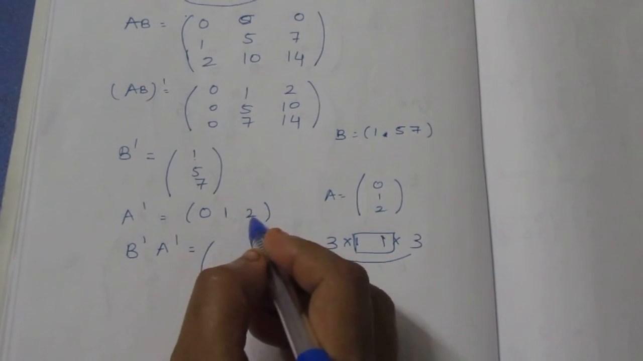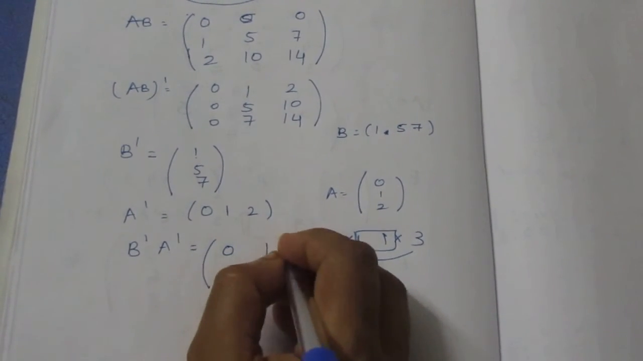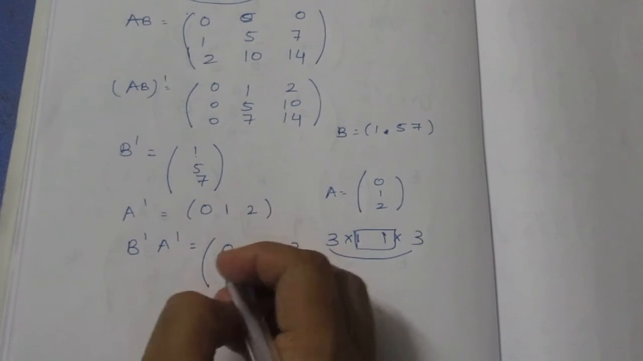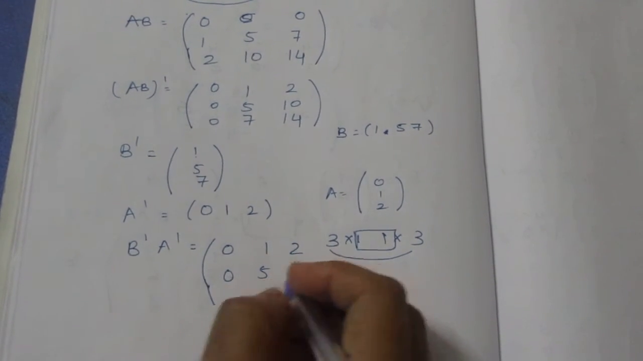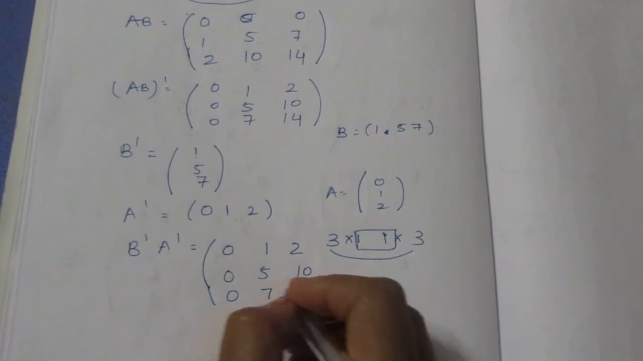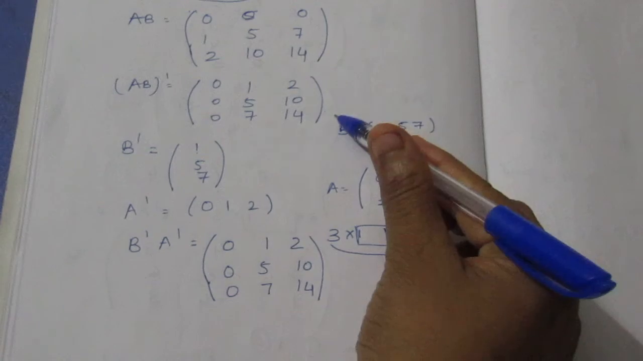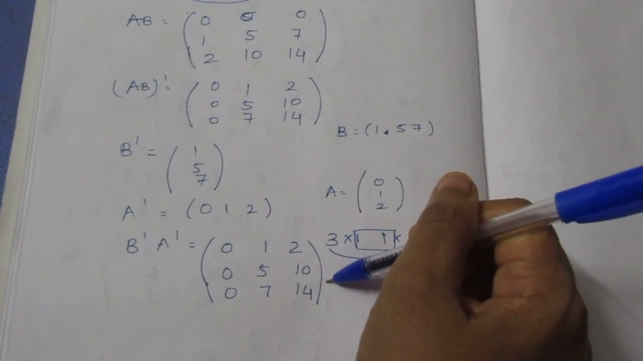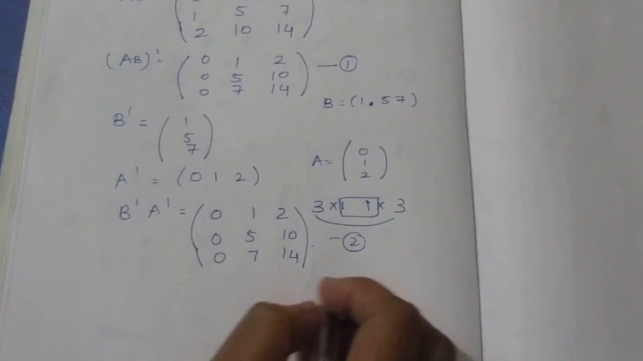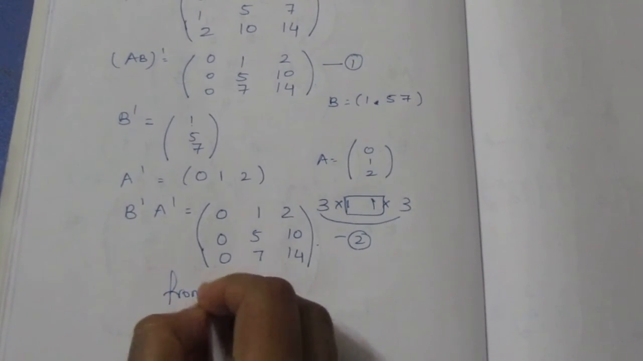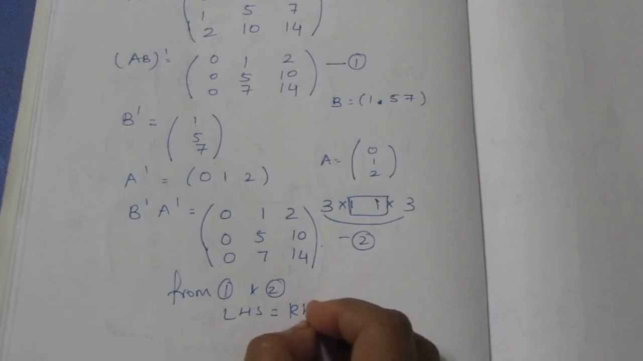Multiplying 1 with the numbers, just write in the gap, becomes 0, 1, 2. Now when I multiply with 5, it becomes 0, 5, 10. When I multiply with 7, it becomes 0, 7 and 14. So if you check the answer for AB the whole transpose and B transpose into A transpose, both are the same. So from 1 and 2, LHS is equal to RHS. Hence we have proved it.